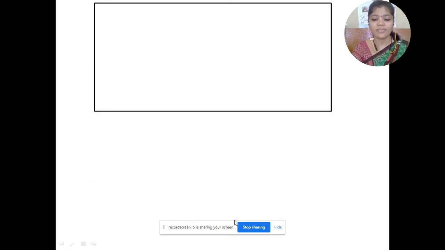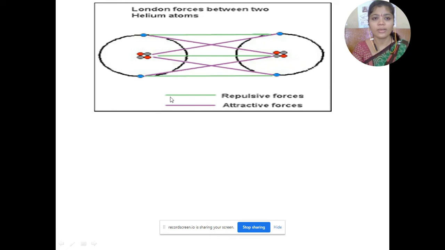For suppose, if you are taking two atoms, when these two atoms approach each other, this is the nucleus. We already know that the nucleus has a positive charge, and these are the valence electrons. Valence electrons have negative charges. Both opposite charges of the two atoms produce attractive forces.